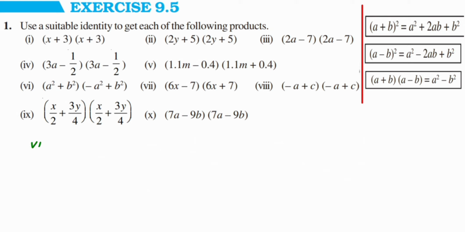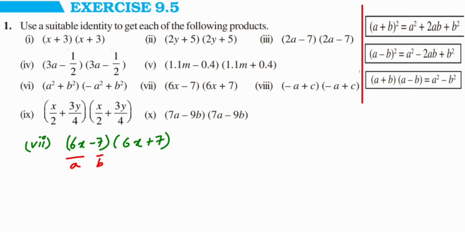So the seventh one, it's 6x minus 7 into 6x plus 7. So here, let us identify what is a. This is a and this is b. Signs are opposite in both the binomials, so we are applying a third identity.